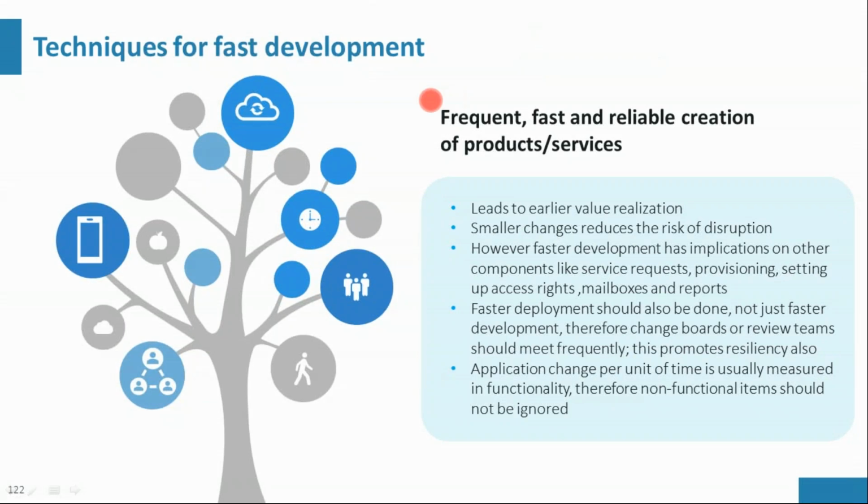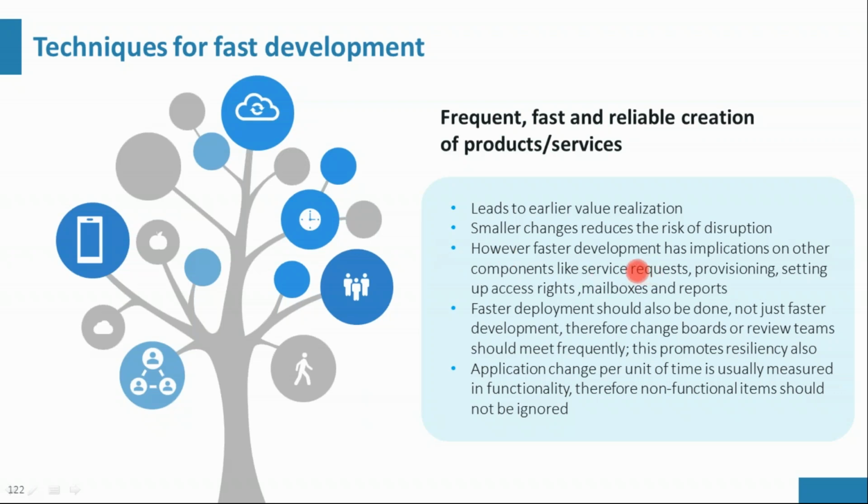Some general observations on fast development. This is about frequent, fast, and reliable creation of products and services, by which value is realized early. Smaller changes reduce the risk of disruptions, failures, errors. However, faster development means other components like service requests, provisioning, setting up access rights, mailboxes and reports are affected. So while we have covered the valuable investments, now it is a different objective of HVIT, which is fast development. And the message here is going fast impacts other things also.